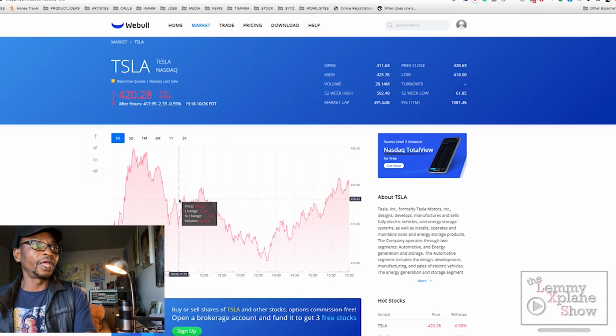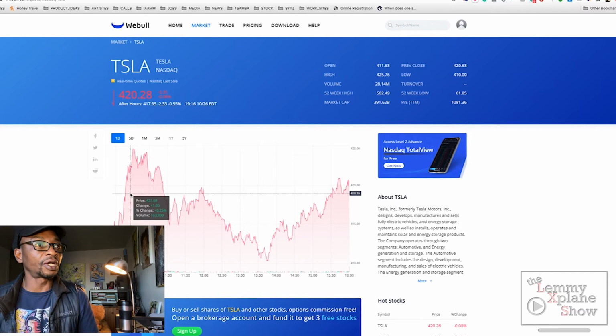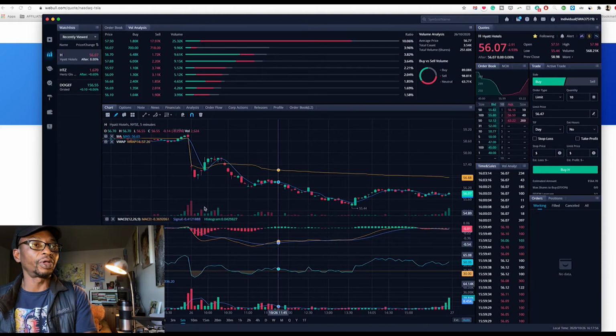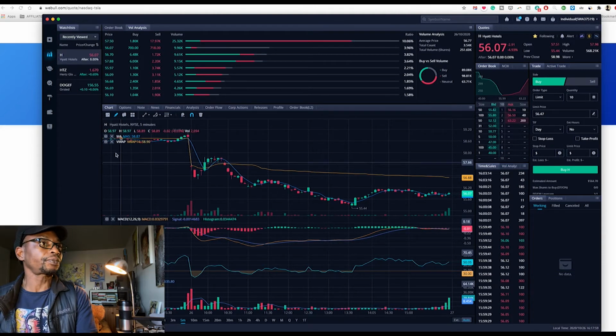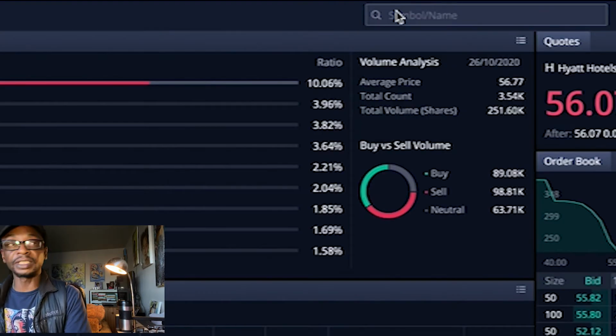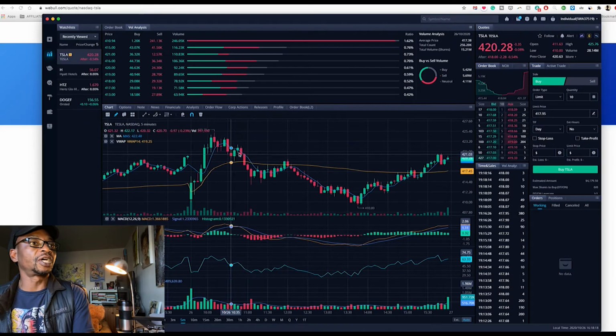Over here we have the chart, and I prefer the candle chart to the line graph, but I'll quickly show you what I mean by that by hopping into my Webull account. So over here I'm looking at Hyatt. Let's look at Tesla so that we stay consistent. As you can see, the charts are different now.